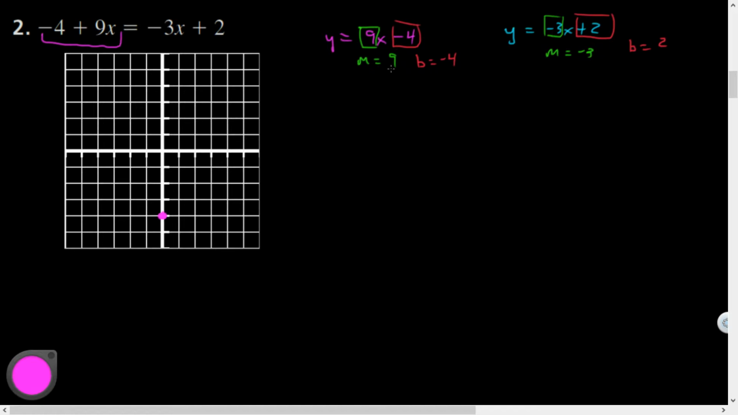And move by the slope. Wow, this is a steep line. Up 9. So up 1, 2, 3, 4, 5, 6, 7, 8, 9. And over 1. Wow, I hope these lines intersect at one of those points. Oh dear. Oh dear.